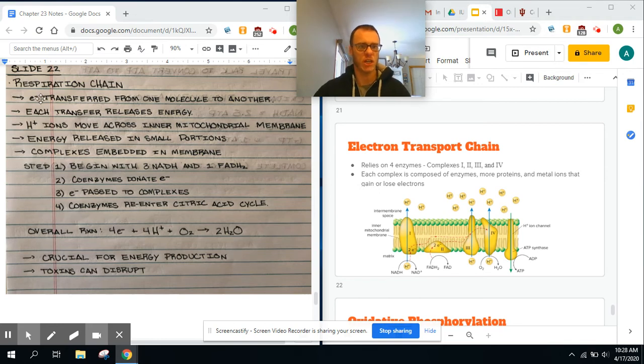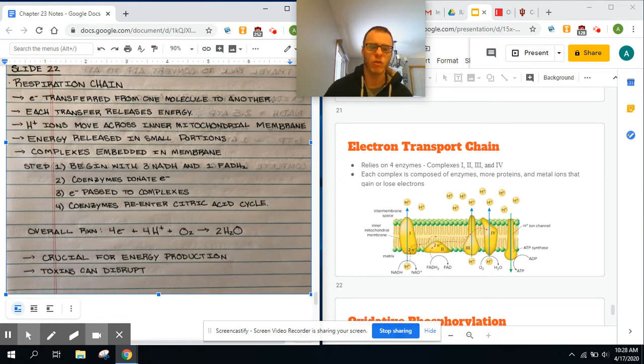So in a respiration chain here, electrons are transferred from one molecule to another. So essentially what you are is a biochemical battery. That's like the matrix all over again. Each time we transfer an electron, we get energy out of it. So that's great because we need that. And here's where we get this electron transport.